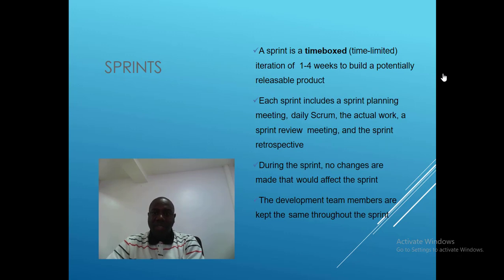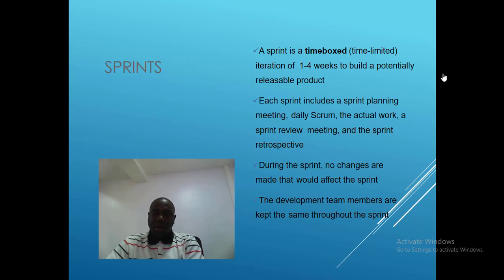The sprint is a time box. When you say something is a time box, it's time limit. Iteration. Time is limited by time. Iteration of between 1 to 4 weeks to build a potentially releasable product. So when you have series of activities to be done and you see that you will not be able to achieve it within 4 weeks, what usually is done is that you break it down and some you push to the next iteration or to the next sprint.